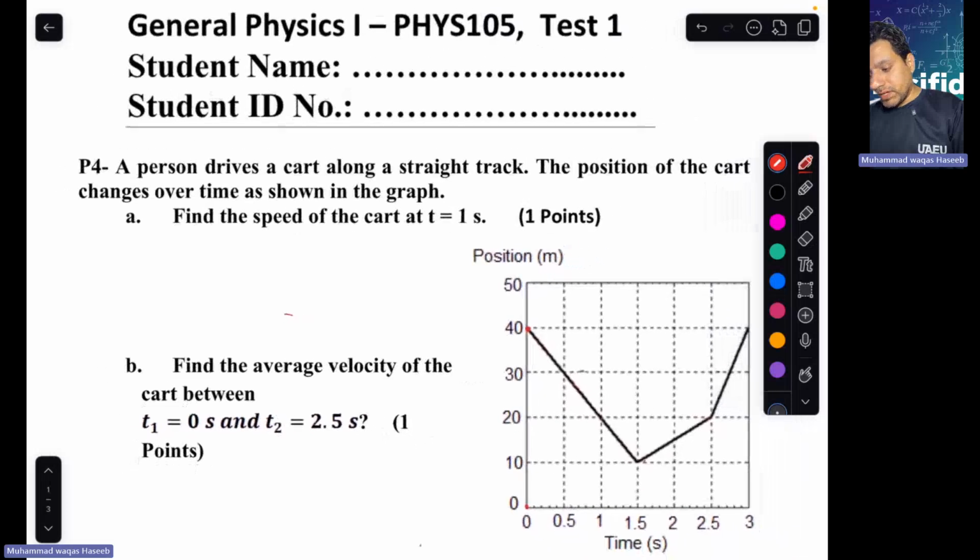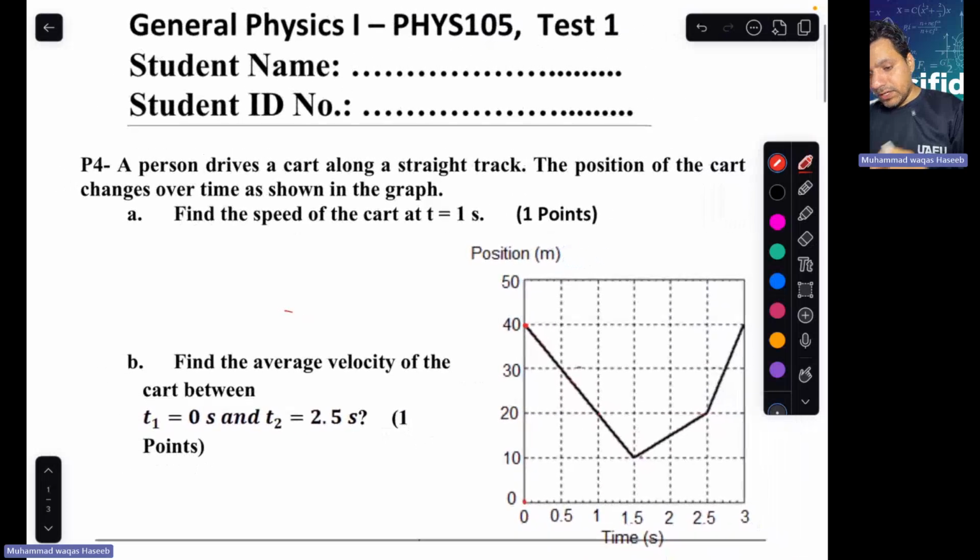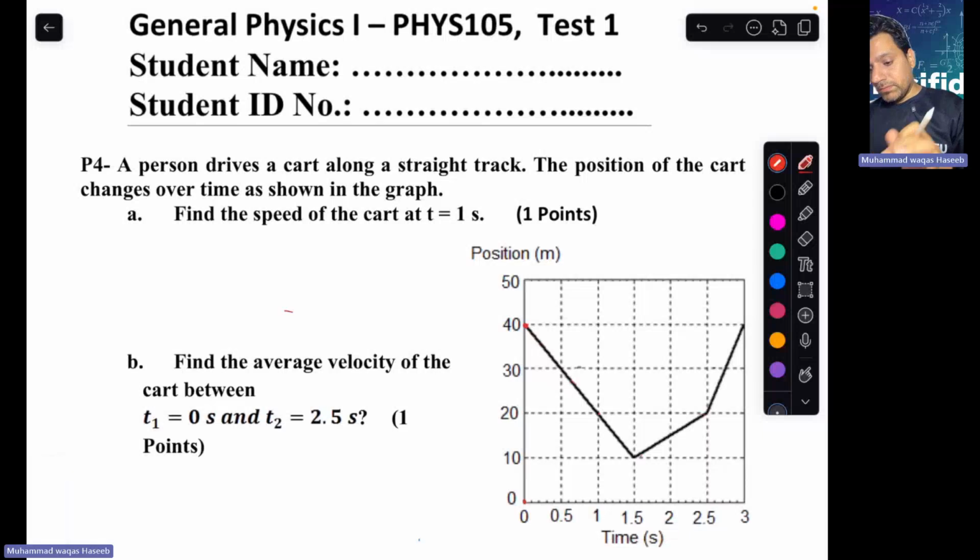These problems are from past papers that have already been done. This problem is a position-time graph. On the y-axis you have position in meters, and on the x-axis you have time in seconds.